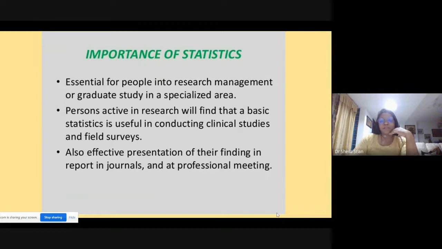So what is the importance of biostatistics? It is important for research management in certain specialized areas. People who are very active in research will find that basic statistics is very useful in conducting clinical studies and field surveys. It is also useful for effective presentation of their findings in reports, writing in journals, and in professional meetings. By doing all this research, you are contributing through publication in journals.